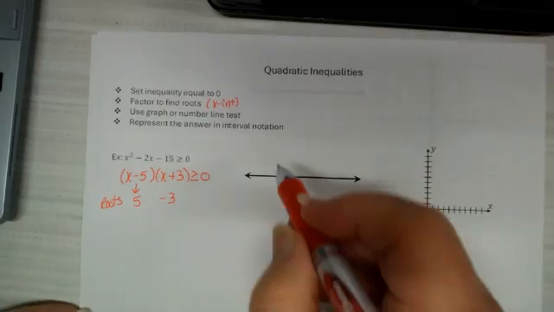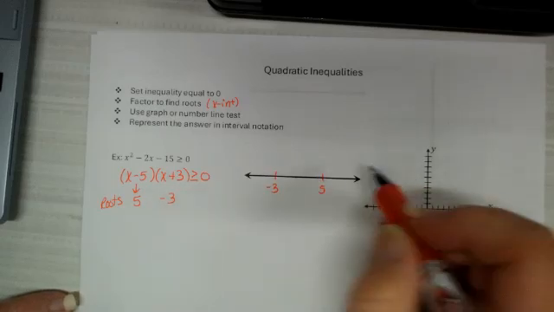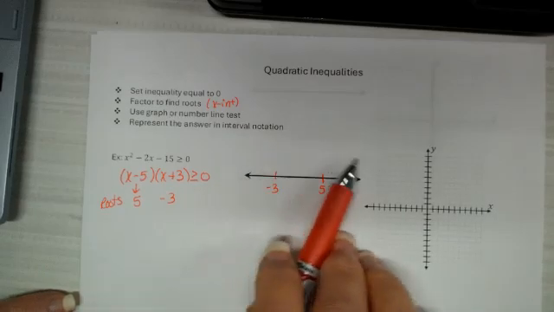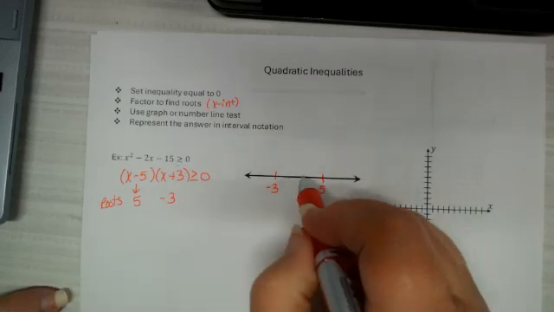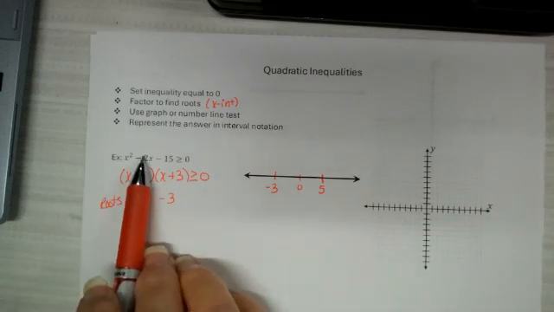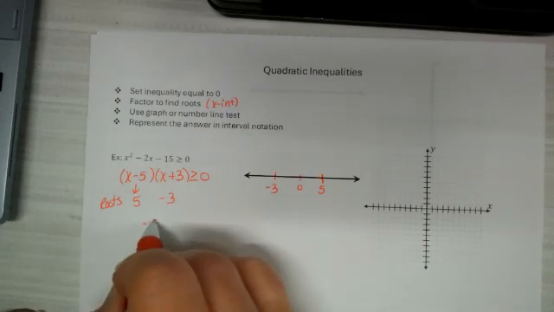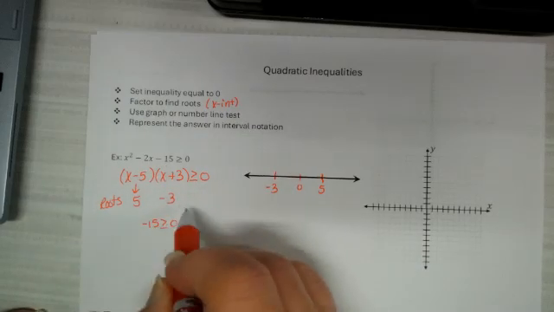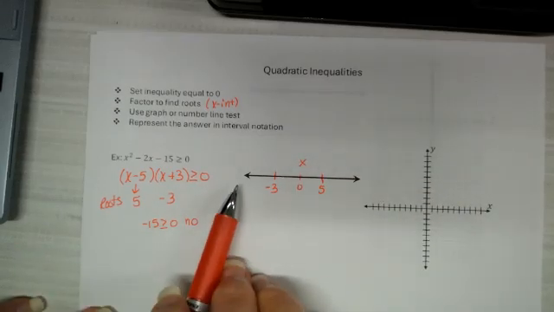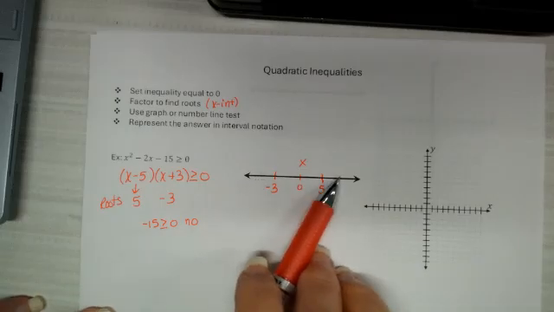There are two ways to do this. I can put these on my number line, negative 3 and 5, and check which section, there are 3 sections here, makes this a true statement. So I'm going to try 0. That's an easy one. If I plug in 0, 0 minus 0 minus 15 is negative 15. Is negative 15 greater than or equal to 0? No. So 0 did not work.